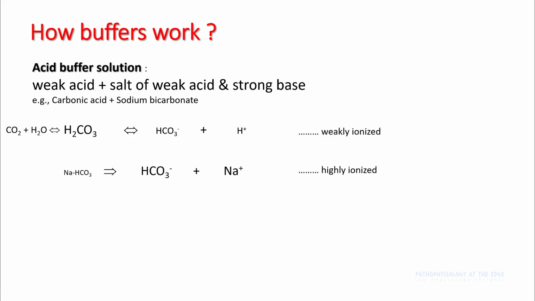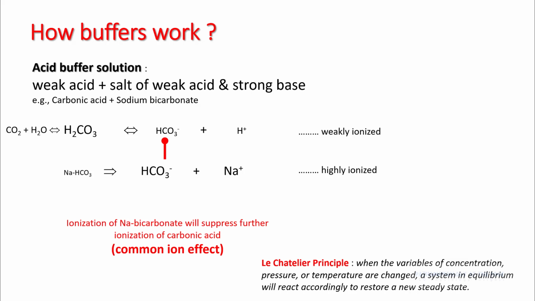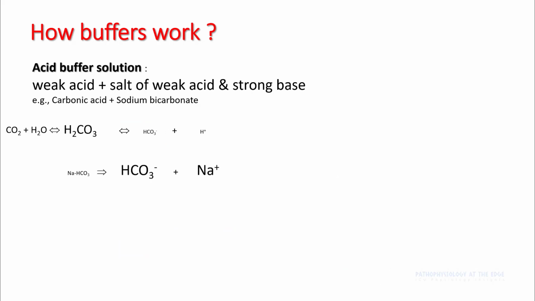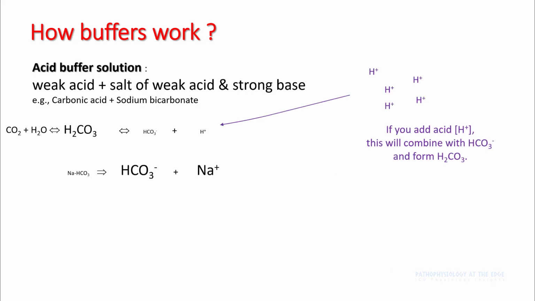and sodium ion. Ionization of sodium bicarb will suppress further ionization of carbonic acid through the common ion effect, because as your bicarb ion concentration is higher, the reaction would be shifted towards the left, towards the formation of carbonic acid. So we'll have a small level of hydrogen ions and a large concentration of bicarb ions. So let's see how this solution fares in acidic and basic media.